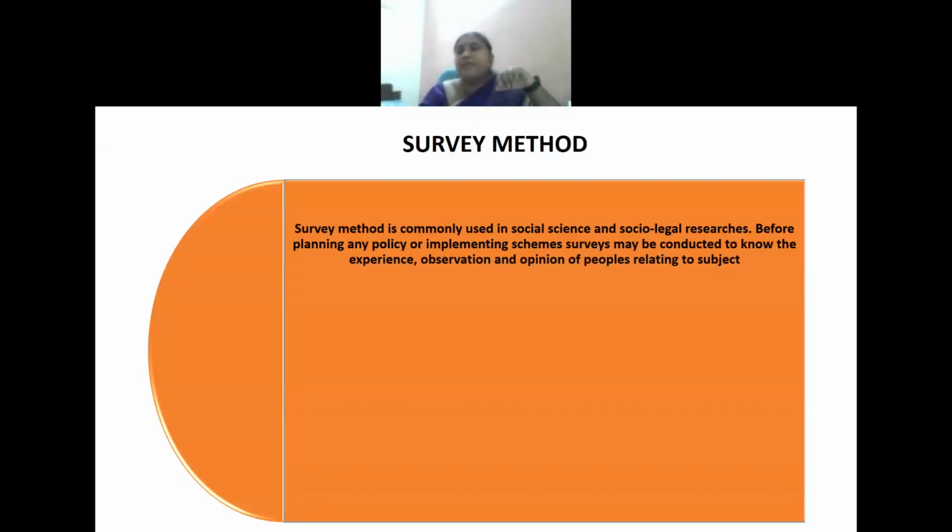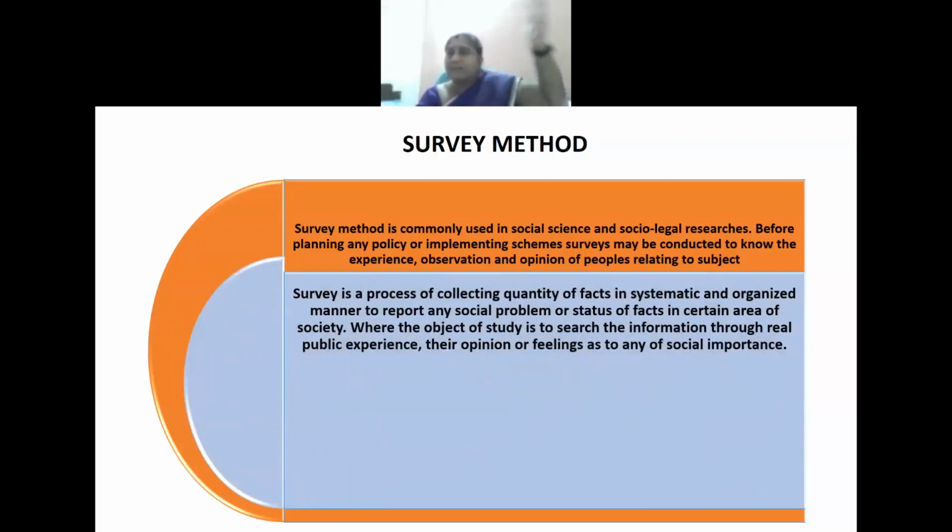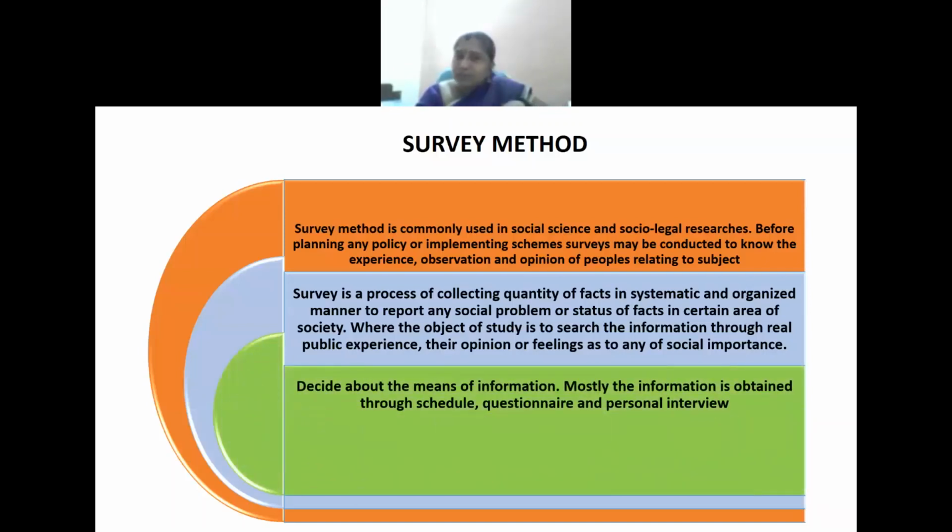Survey method is commonly used in social sciences and socio-legal researches. In fact, as I told you, in the previous study, even before a law comes, surveys are conducted to know, if the law comes or if the law is not there, what is your problem, like that. So any social problem, through real public experiences, decide about the means of information. Most of the information is obtained through scheduled questionnaire, personal interview. So survey means we take up a survey, but the tools will be the previous ones which I discussed.